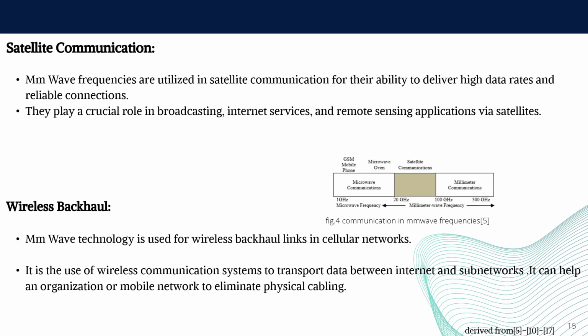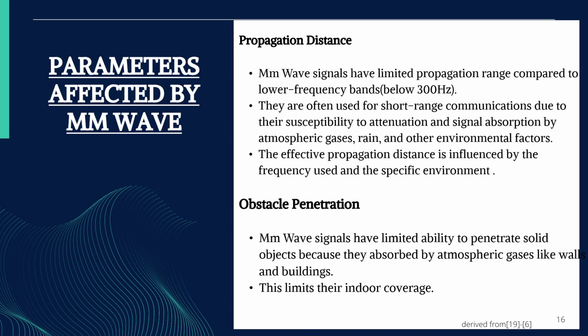Next importance is wireless backhaul. Millimeter wave technology is used for wireless backhaul links in cellular networks. It is the use of wireless communication systems to transport data between the internet and sub-networks. It can help an organization or a mobile network eliminate physical cabling. So wireless backhaul has an important role in cellular networks because it can connect or transport data between a major network and the minor networks.